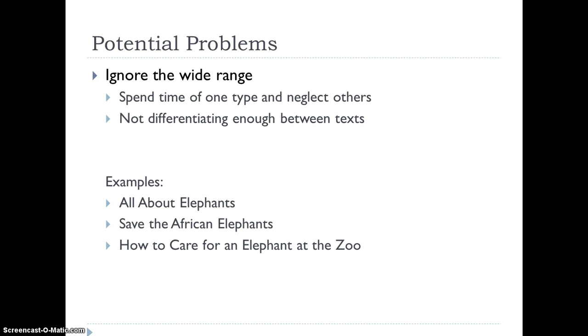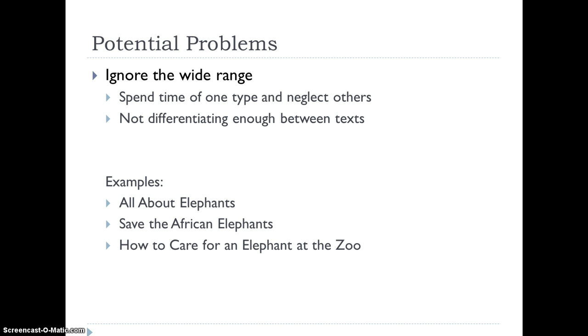So we might have a book called All About Elephants. This is one that we think is a classic expository text, so you might expect to see a table of contents, index, headings, bold words, and we know that we're going to be informed about elephants. The second title, Save the African Elephants, is most likely a persuasive text. So the author's most likely going to give arguments for why we need to work towards saving these elephants. And then the last text, How to Care for an Elephant at the Zoo, is most likely a procedural text. It's going to give us a step-by-step guide for how to do that.